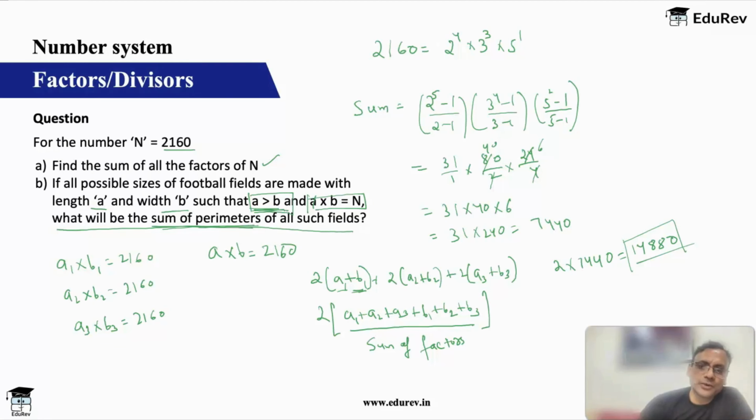So if you have 2 into 1080 for 2160, you won't have another field with 1080 into 2. If that also was allowed, then you would have to do further double of this. But this condition very clearly restricts you from doing that. A is always greater than B. So that's how we are writing this. So your answer is 14,880. Okay, fine. Let's move on to the next one.